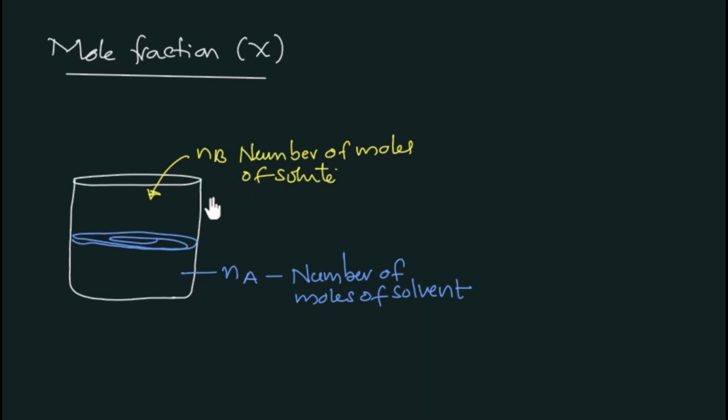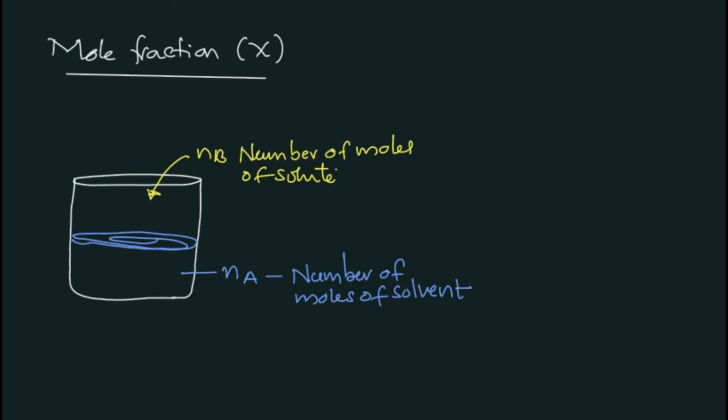To result in a solution, a minimum of two components are required. You can add more than two components, no issues with that. You can add Nb, Nc, Nd, so many solutes, and so many solvents. But right now in this explanation, there are only two components. One component is in smaller quantity, that is the solute. The other is in larger quantity, that is the solvent.